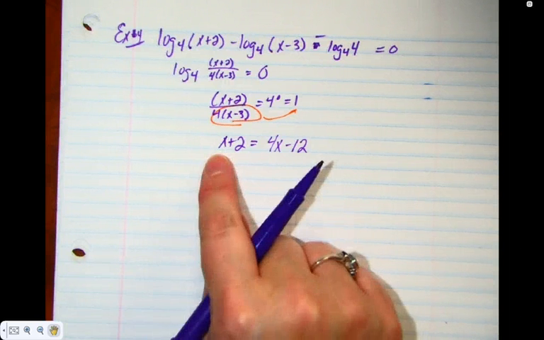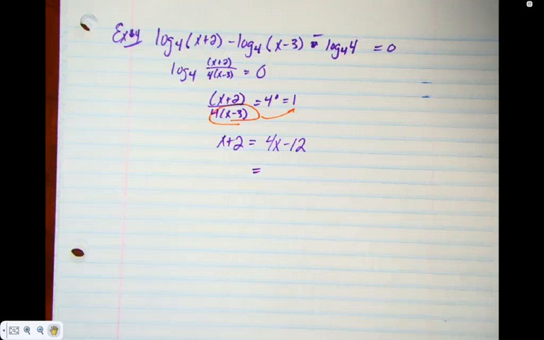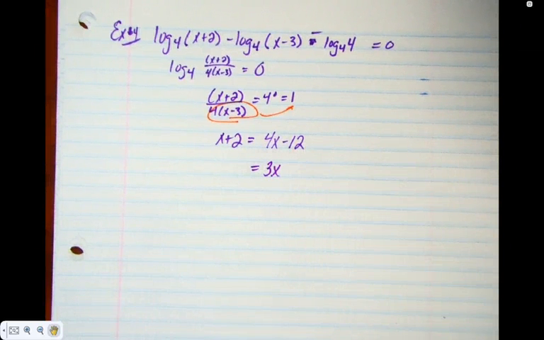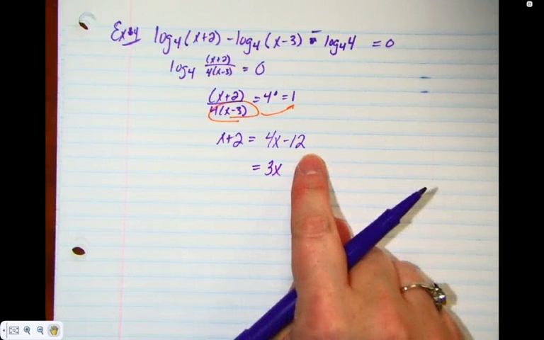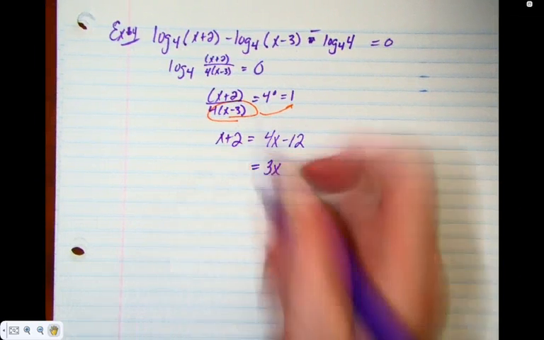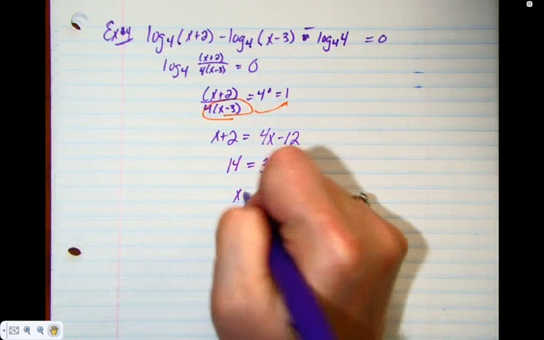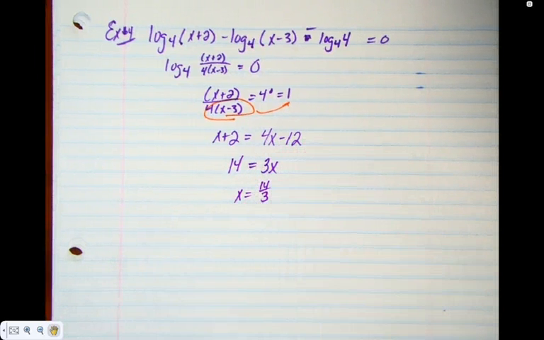Okay, so how do I get rid of this x? Okay, so 4x minus x. How do I get rid of minus 12? So 2 plus 12. x equals? 14/3. And it's a fraction, and we're okay with that.